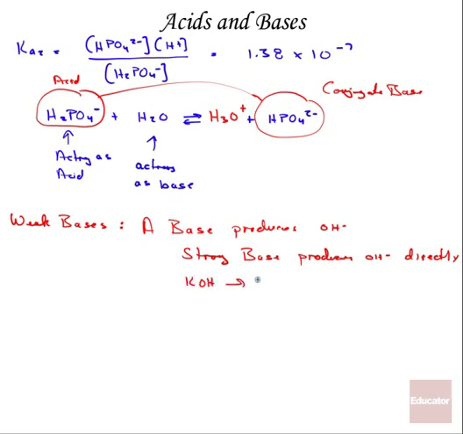When I drop that into solution, I get K plus and OH minus now floating around in solution. Notice the single arrow. There's no equilibrium here. There's none of this left. When it dissociates, it's all this and it's all that. A weak base produces hydroxide indirectly.